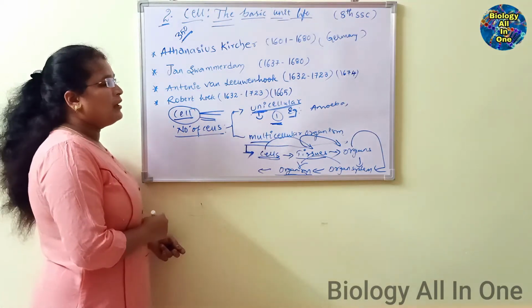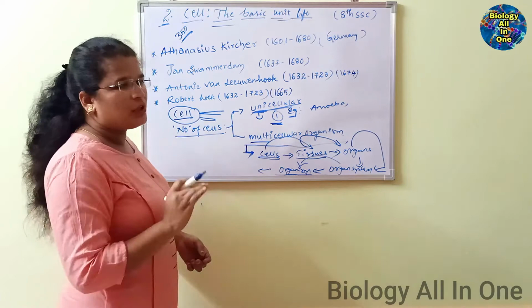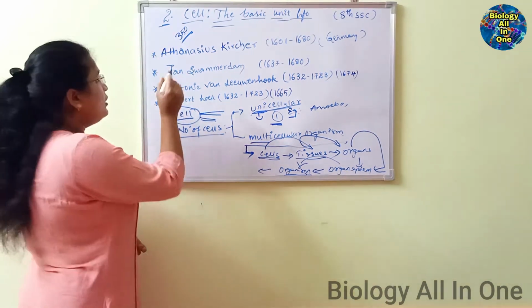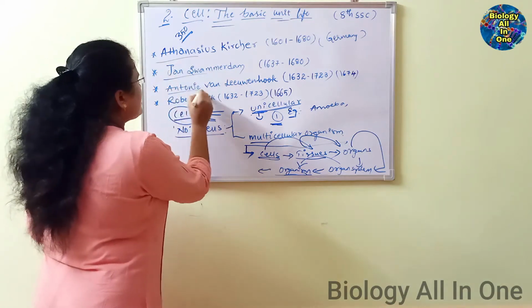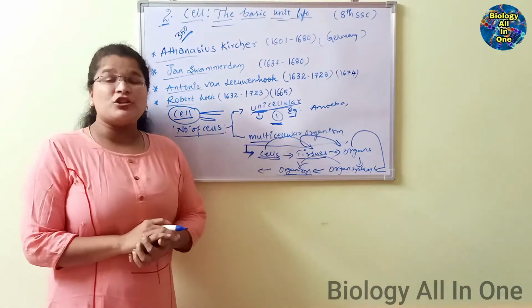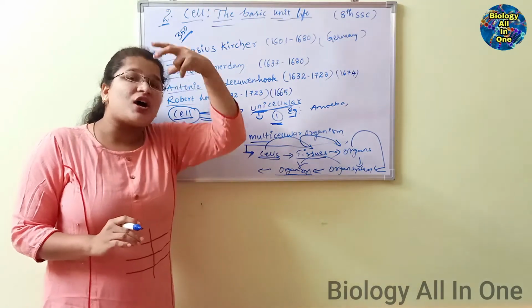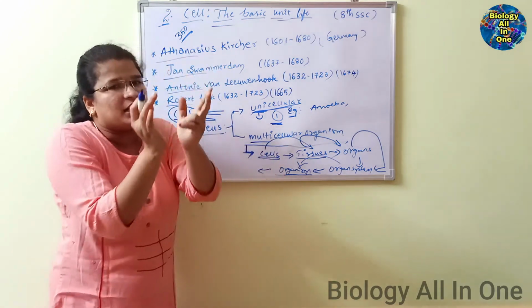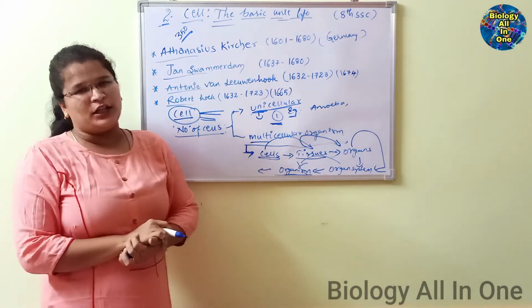So what happened? Who did the first observation? Who observed for the first time? There are different kinds of scientists who worked in microbiology, the study of organisms which are under the microscope. That is known as microbiology.